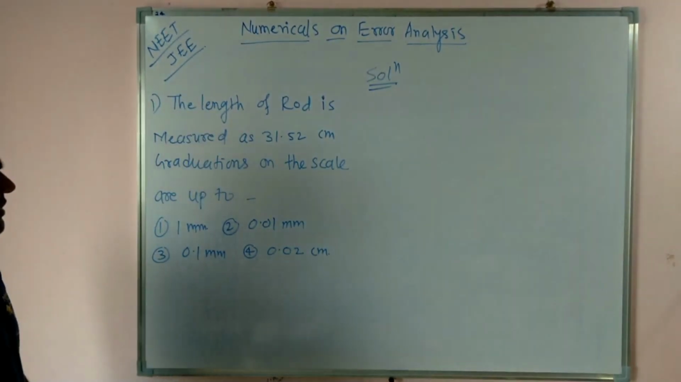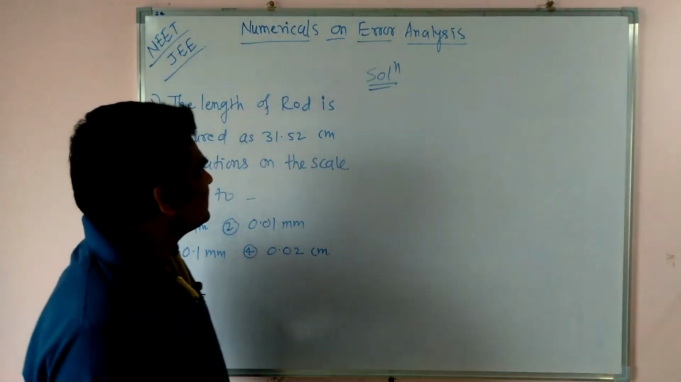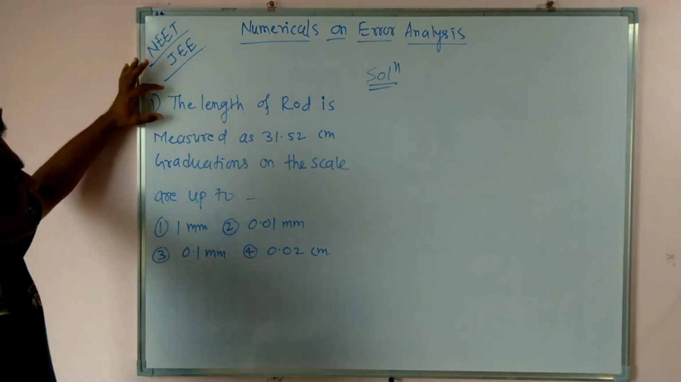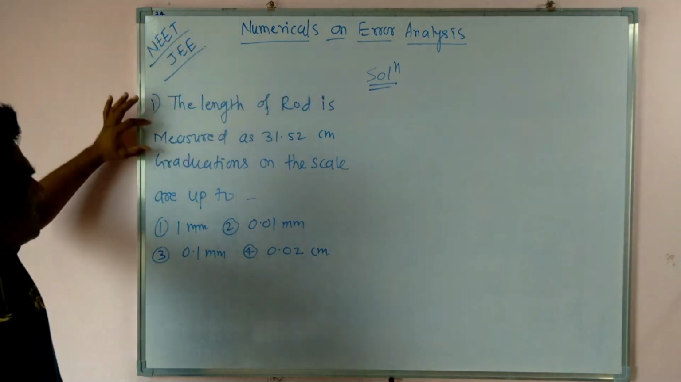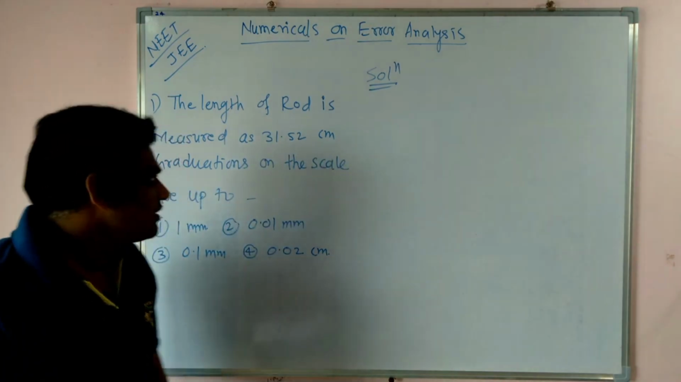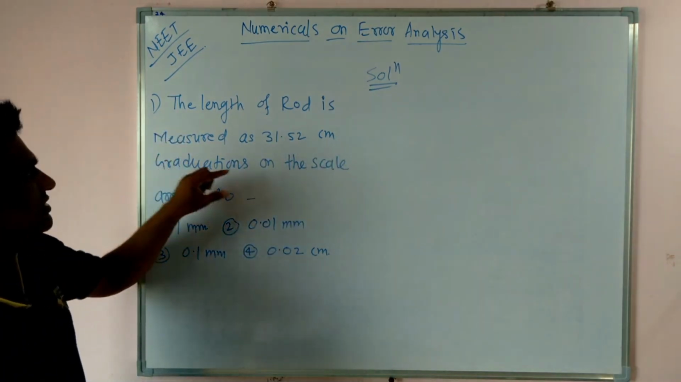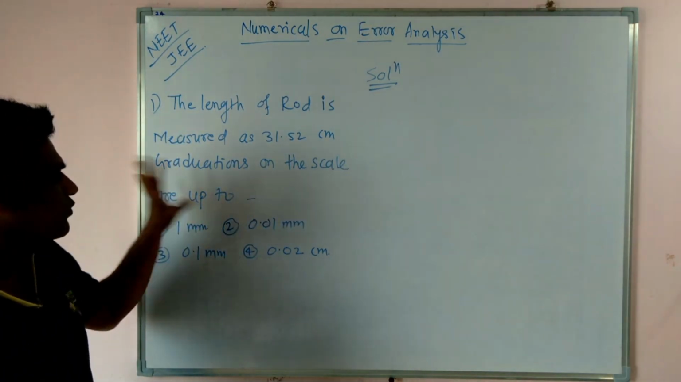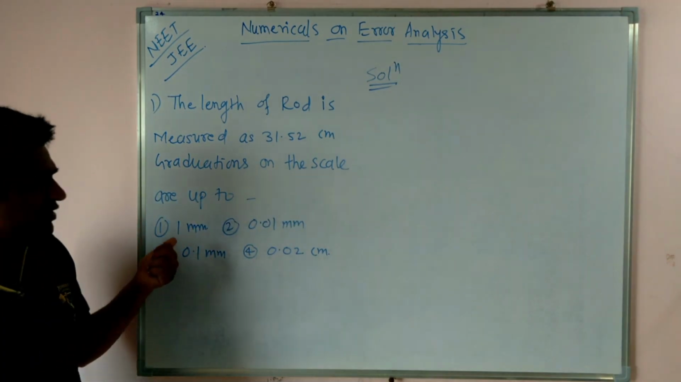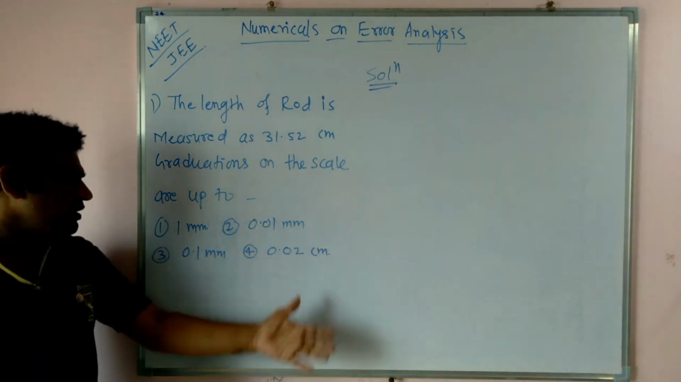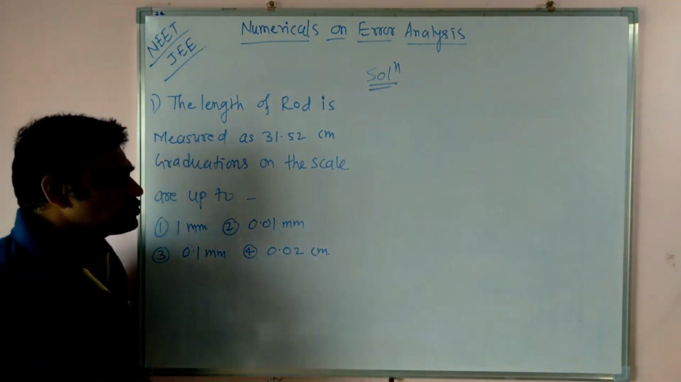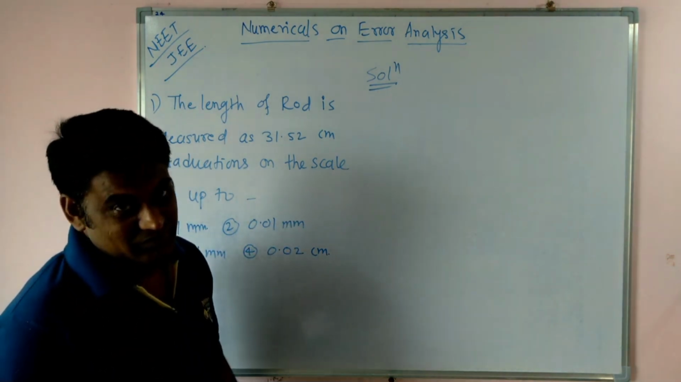So let us read this numerical. What is given? The length of a rod is measured as 31.52 centimeter. Graduations on the scale are up to what? That is the question. Some options are given: 1 millimeter, 0.01 millimeter, third one is 0.1 millimeter, and fourth one is 0.02 centimeter.